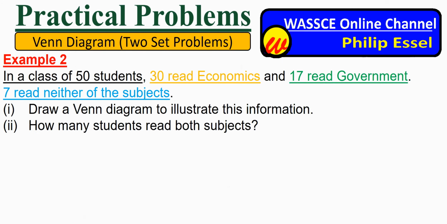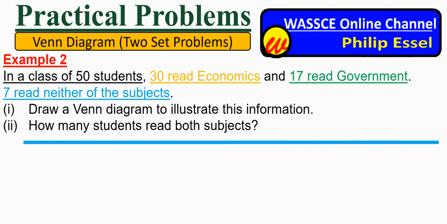Let's look at example 2. And I'll read the problem. In a class of 50 students, 30 read economics and 17 read government. 7 read neither of the subjects. Draw a Venn diagram to illustrate this information. How many students read both subjects?